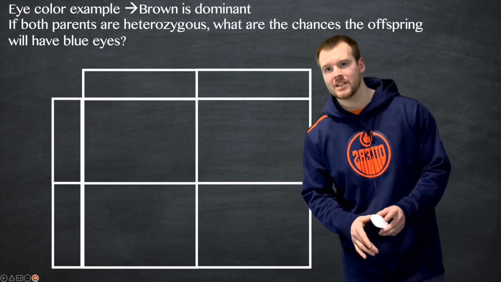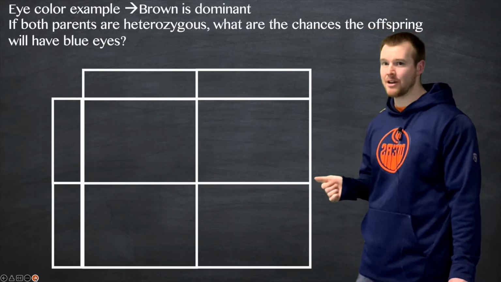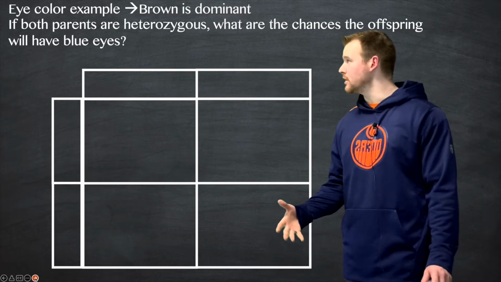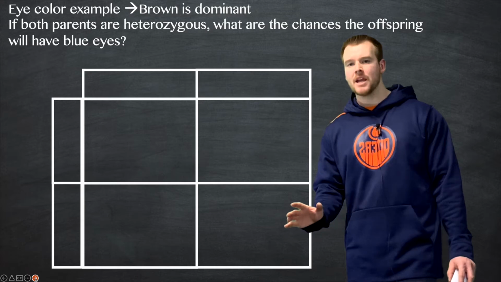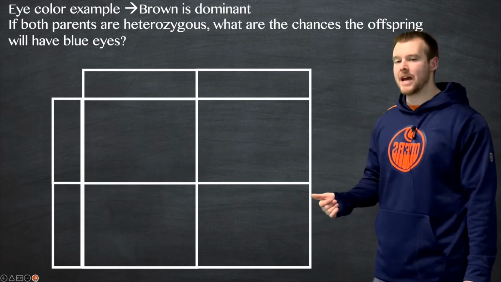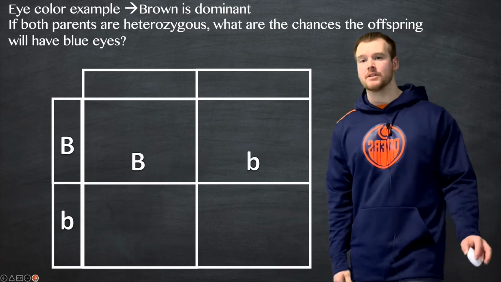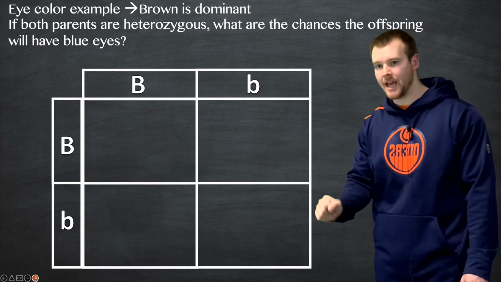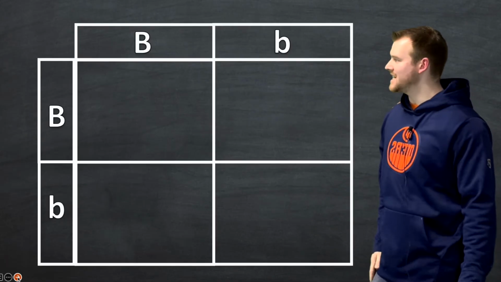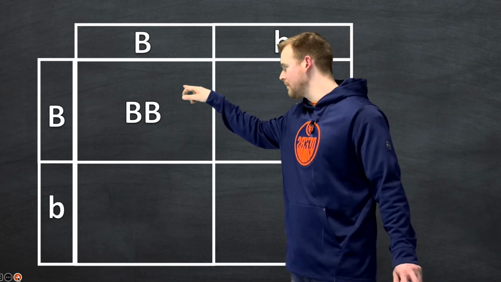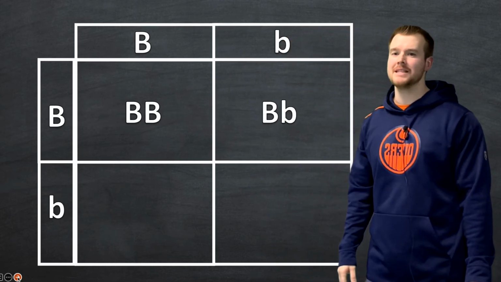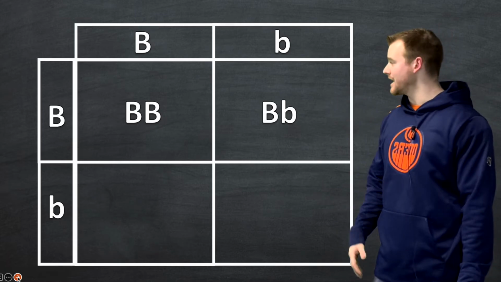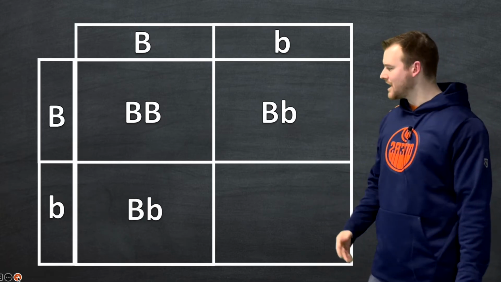Let's try one more. This one says, if both parents are heterozygous, what are the chances the kid or the offspring will have blue eyes? Okay, so last time just the dad was heterozygous, now both are heterozygous. So we'll throw those up there, a capital B and a lowercase, capital and a lowercase. Use that same combining method. We have capital and capital to make two capital B's. Then we have capital and lowercase to make capital and lowercase. Same case for the bottom here.